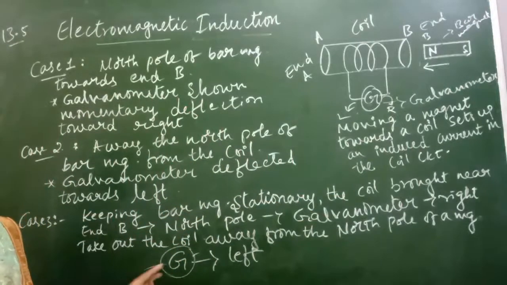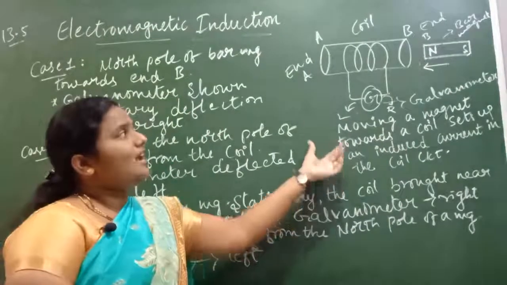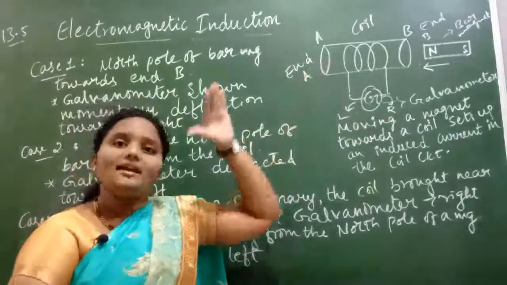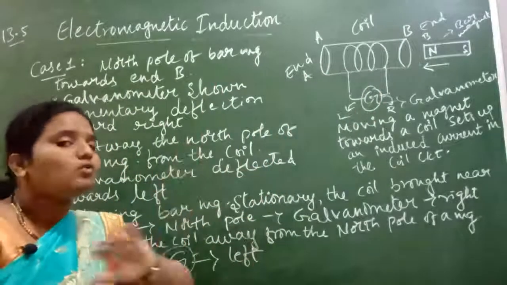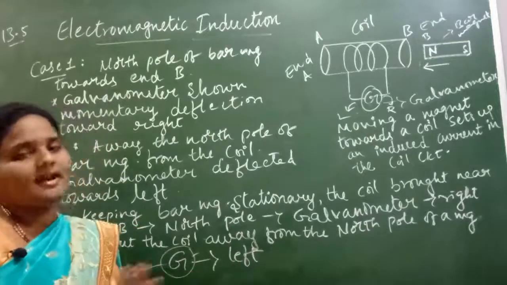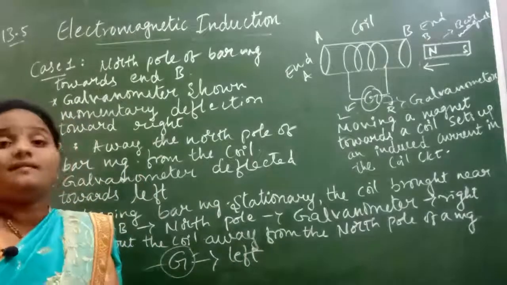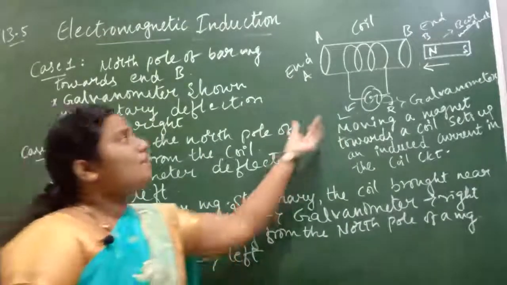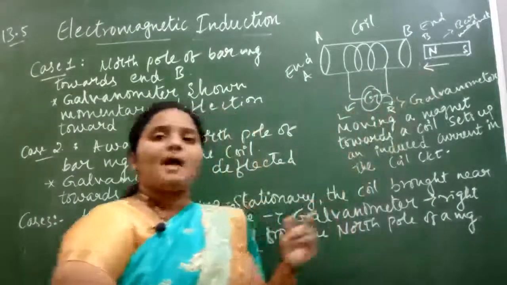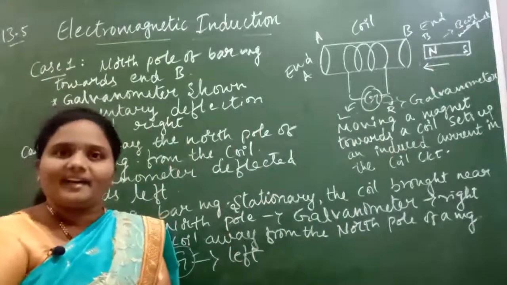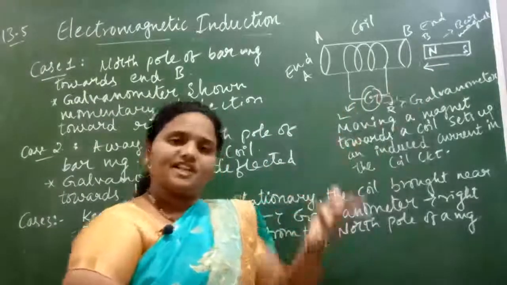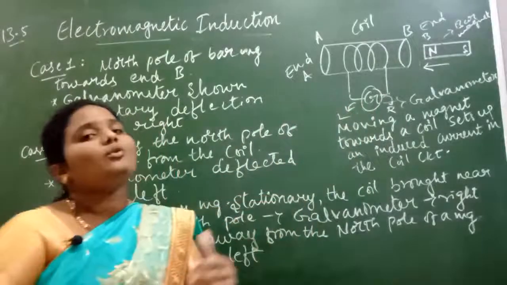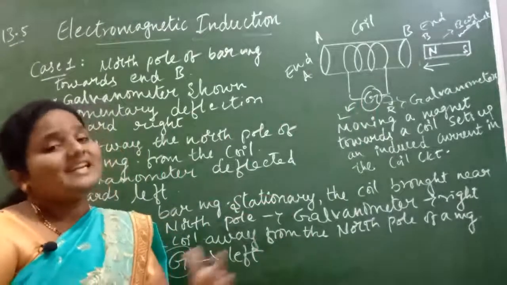So here, one thing we have to note down, children. When both the objects, that is, the coil and the bar magnet, are stationary, means at rest, with no change in displacement, there is no deflection in the galvanometer. So only by moving a coil or moving a magnet can we bring about an electric current. When both are stationary there is no current, and because of that the galvanometer has not shown any deflection.